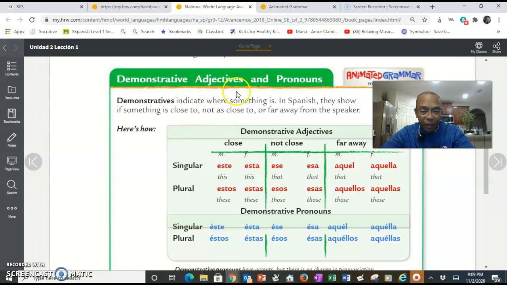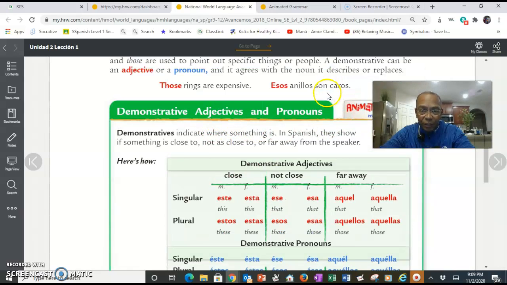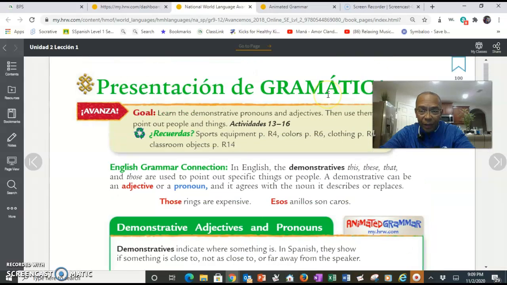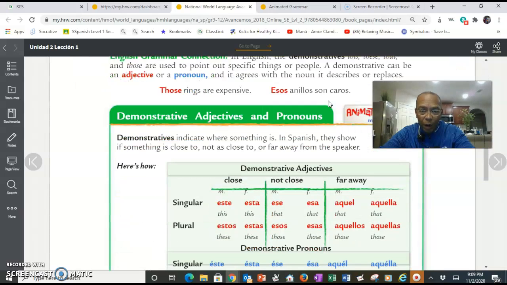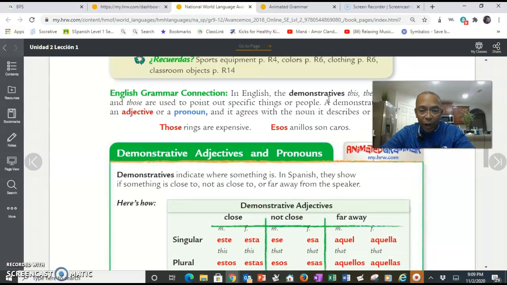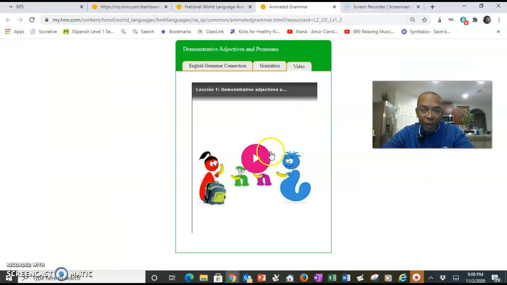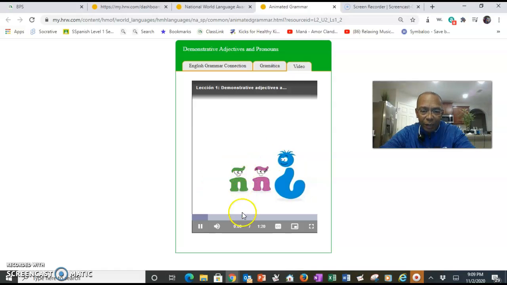We're talking today about the demonstrative adjectives. We can find this information on pages 100 and 101. So, what are demonstrative adjectives? Well, demonstrative adjectives demonstrate, they show. That's what they are. But before we get into that, let's listen and watch the silly kids, what they say about it.